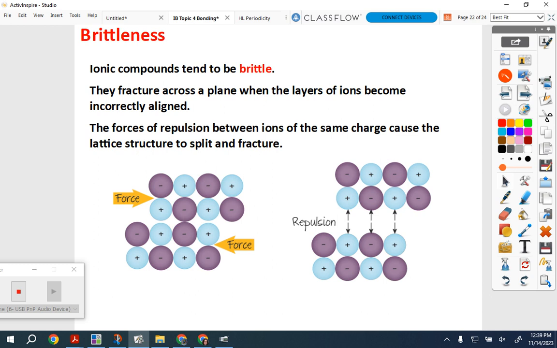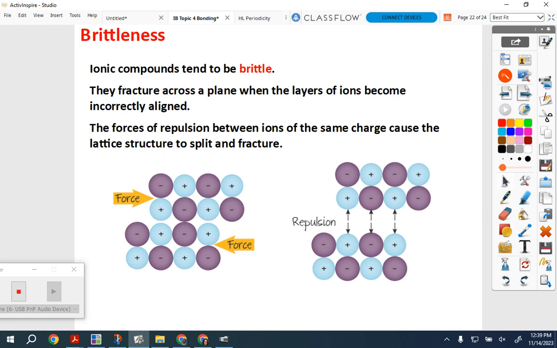And the last thing is that these compounds tend to be brittle. Metallic compounds, think about your typical copper wire, are malleable. We can beat them into different shapes with a mallet or a hammer, which is what malleable technically means, but we can shape them. We can pull them into wire shape. That's what ductile means. Those are physical properties, malleability and ductility, and those are pretty common in metals. They are not present in ionic compounds.